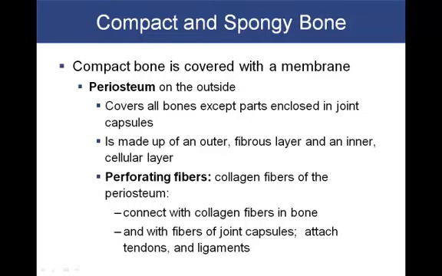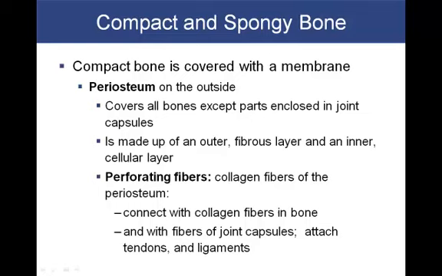The periosteum itself is made of two layers. There's a fibrous layer on the outside and an intercellular layer. And what types of cells would you expect to find in the periosteum? Start thinking about that now, and we'll come back to that in a minute.